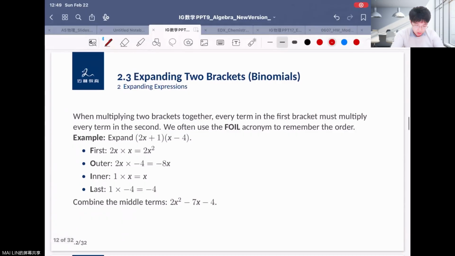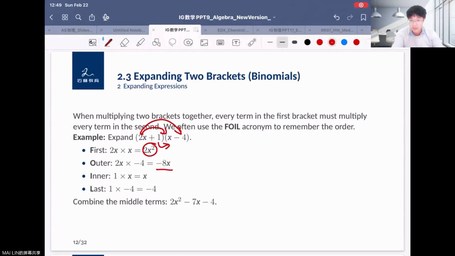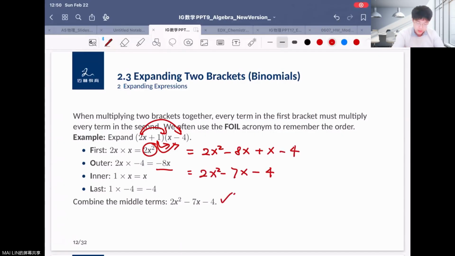You can also expand two brackets, like this binomial: 2x plus 1 times x minus 4. First, 2x times x is 2x squared, and 2x times negative 4 is negative 8x. Then 1 times x is x, and 1 times negative 4 is negative 4. So we write 2x squared minus 8x plus x minus 4, which is 2x squared minus 7x minus 4. That is how you combine the terms.